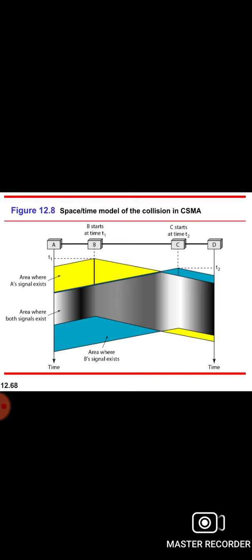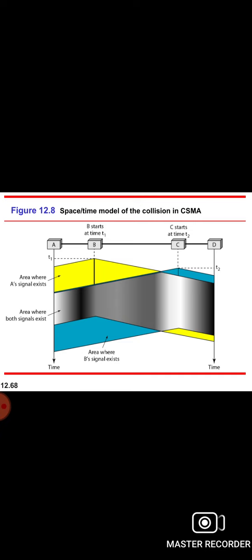So in this case, the leftmost station A sends a frame at time t1, which reaches the rightmost station D at time t1 plus Tp. So this gray area shown in this diagram is the vulnerable area in time and space.